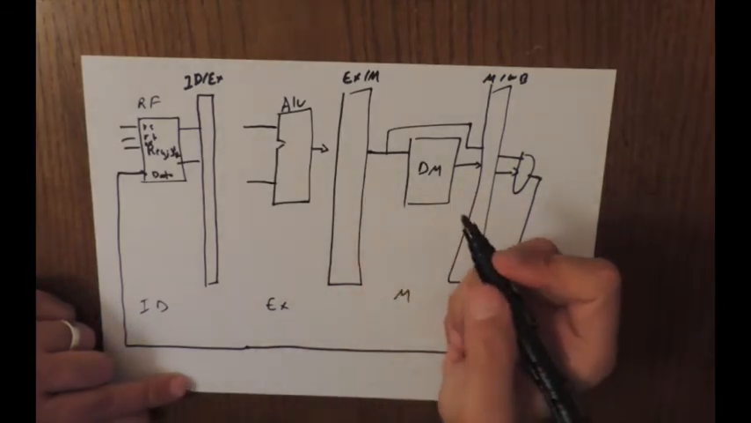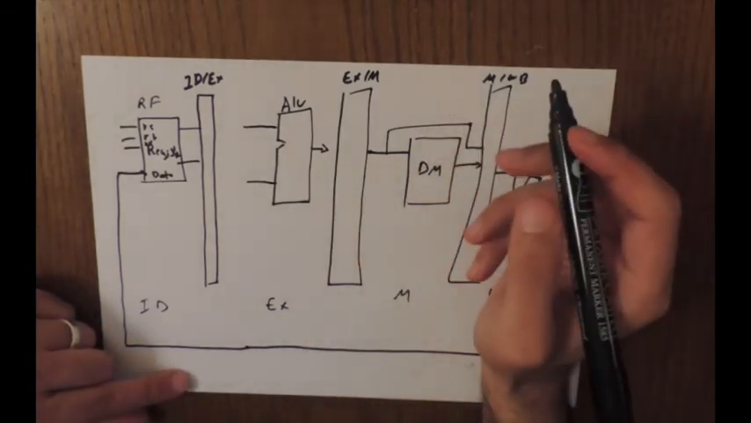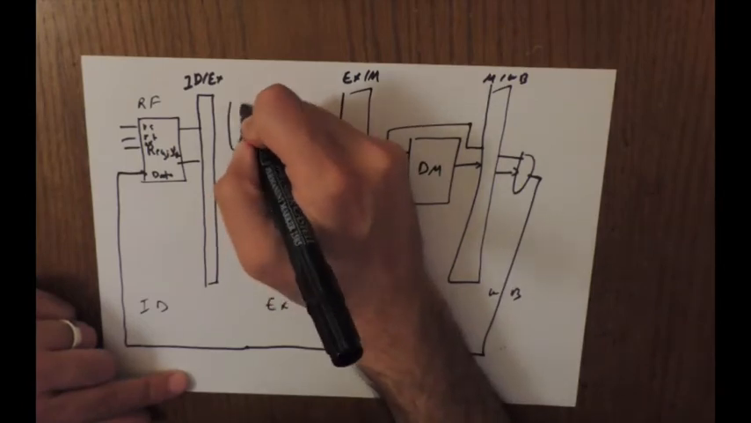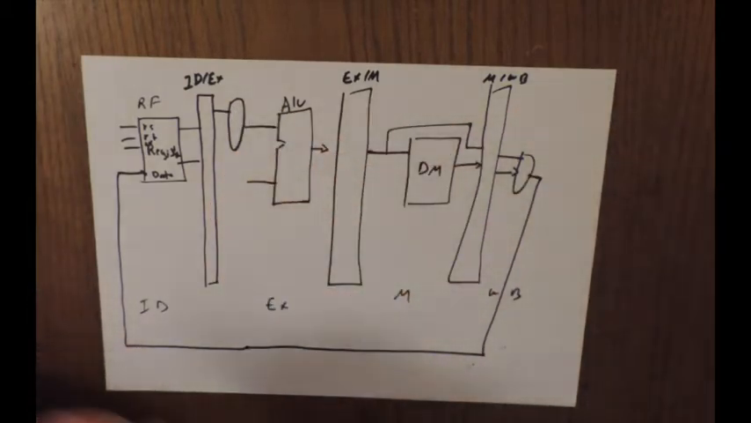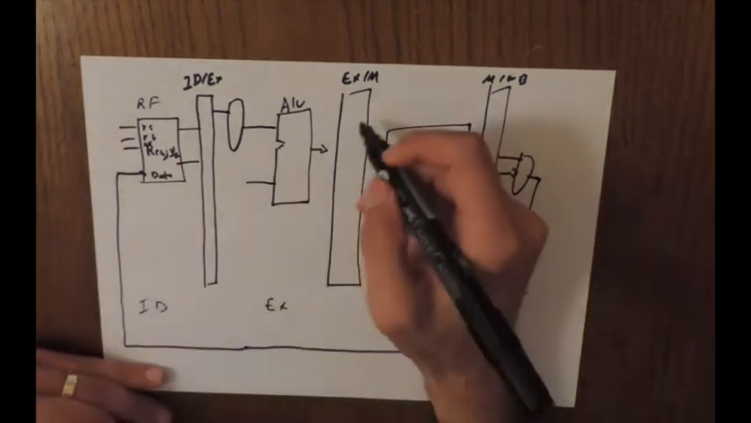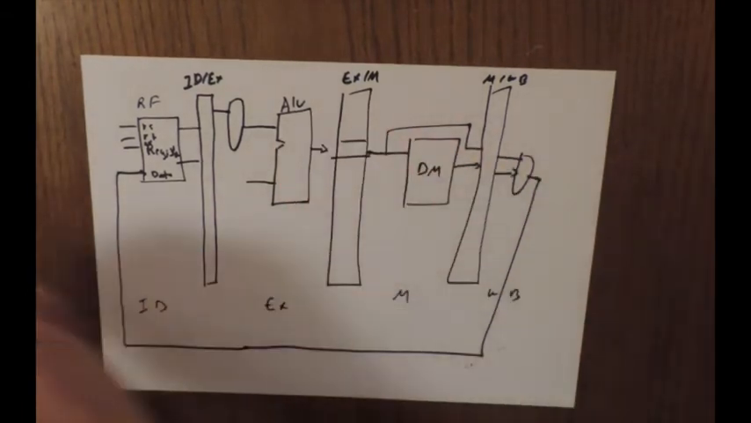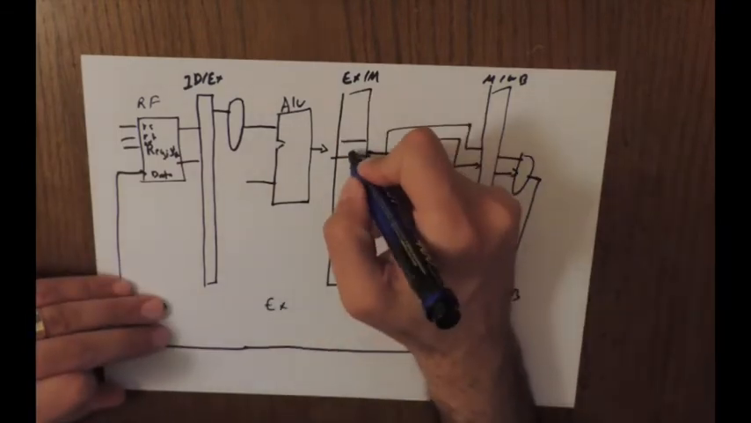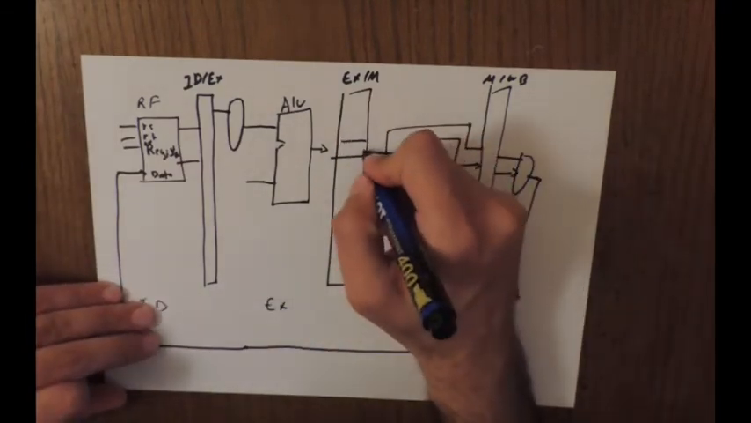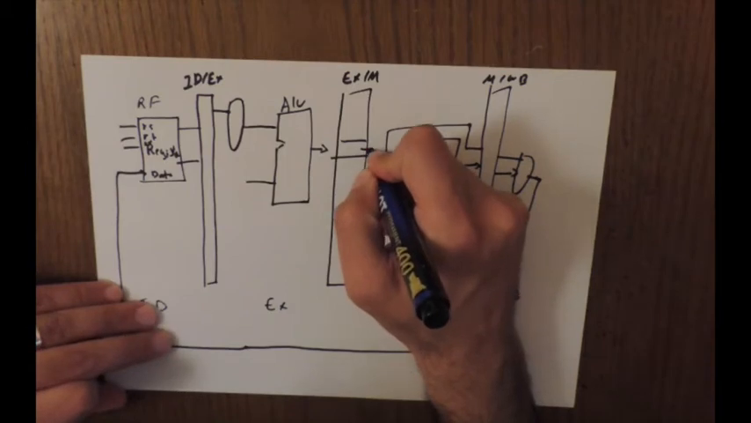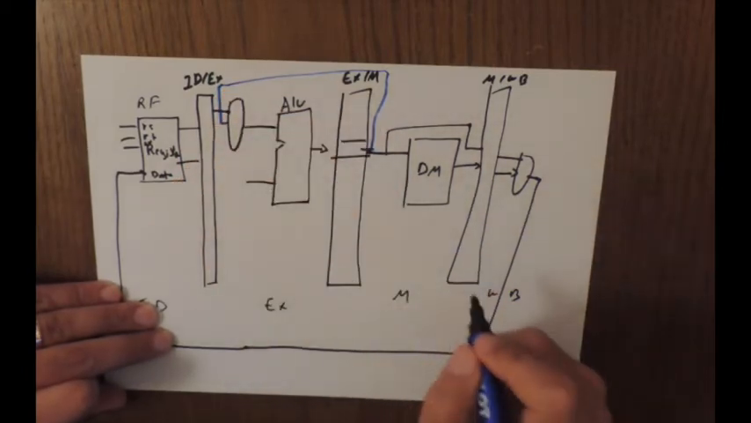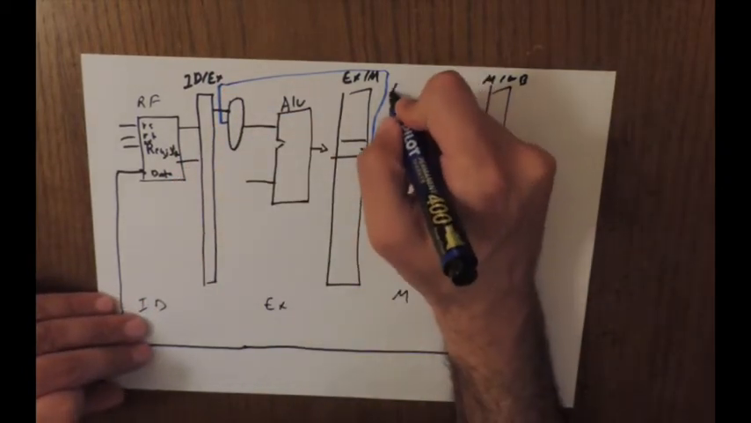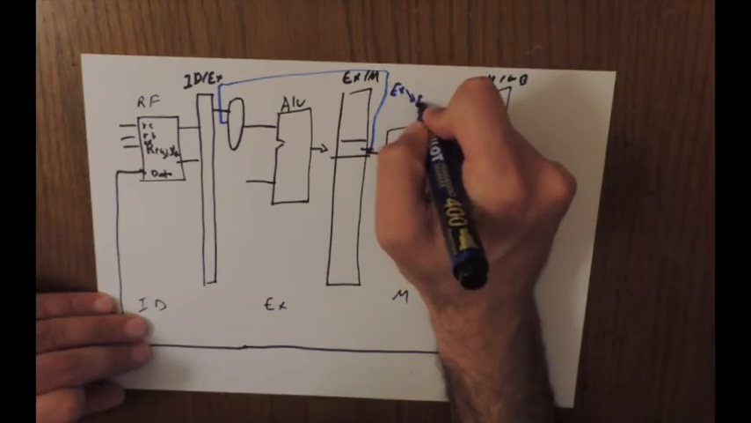So of course the value should come from two places actually. This is the original value. Another value can come from the instruction after it, so actually we get the value from this point. So this is execute to execute.